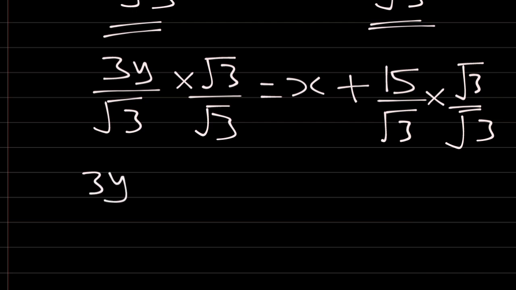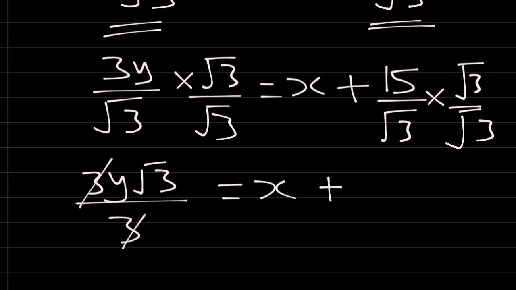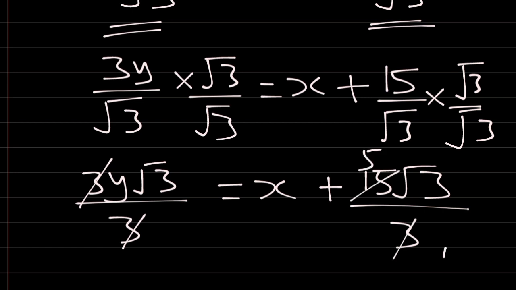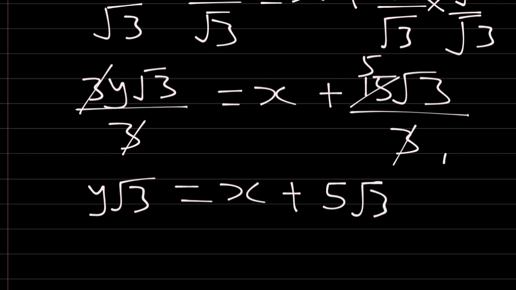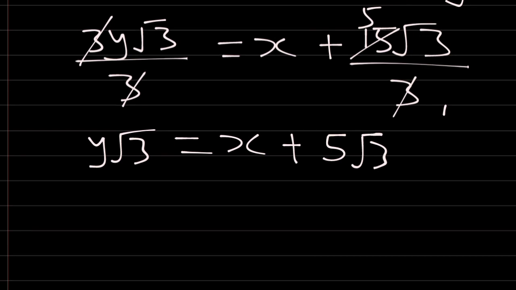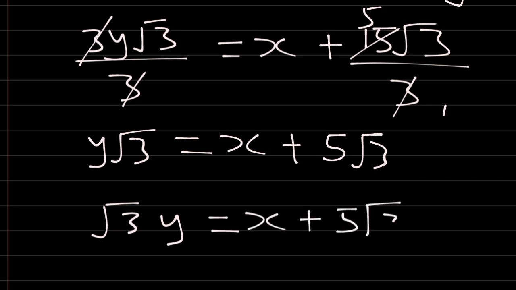So I have 3y root 3 over 3. 3 we cancel 3 is equal to x plus 15 root 3 over root 3 times 3, which is also 3. 3 goes there 1, 3 goes there 5. Therefore, I have y root 3 is equal to x plus 5 root 3. Okay, this is what we have, but don't forget that this y root 3 can also be written as root 3 times y, equal to x plus 5 root 3.